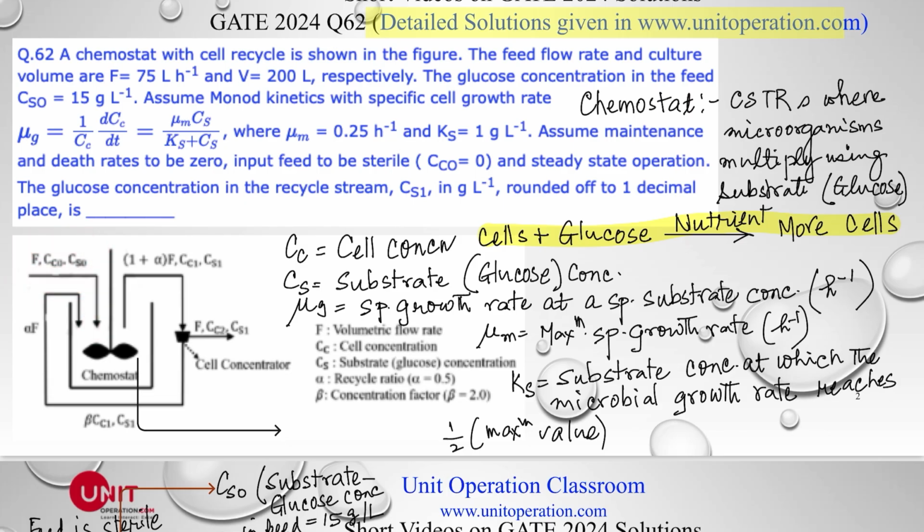So this is a CSTR. And what happens, at steady state, of course, there are already some microorganisms which consume this glucose, and they are converted, and in turn they use that as a food and they multiply. So part of this content of this chemostat is taken out. We'll discuss what this alpha is, and then what happens is a cell concentrator.